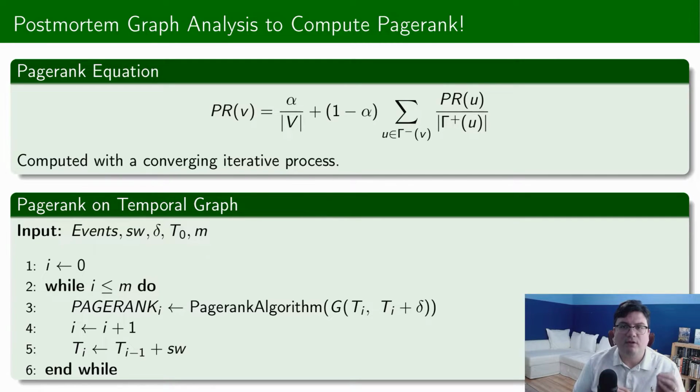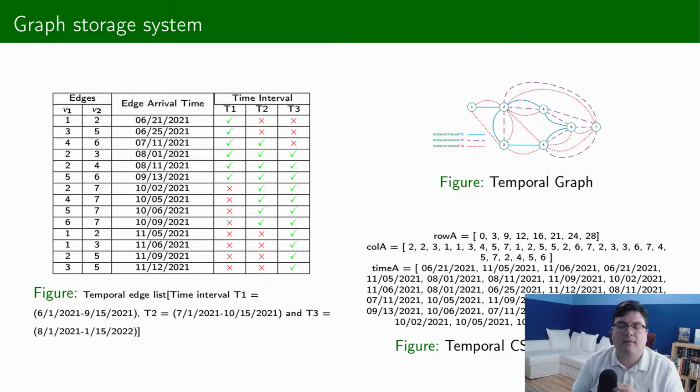In the postmortem temporal setting, we want to compute the PageRank of every vertex in the graph for every window graph in the dataset. In postmortem analysis, the entire temporal graph is known in advance. This is advantageous compared to the streaming and static model, since a representation of the graph can be computed once and for all for the entire analysis.